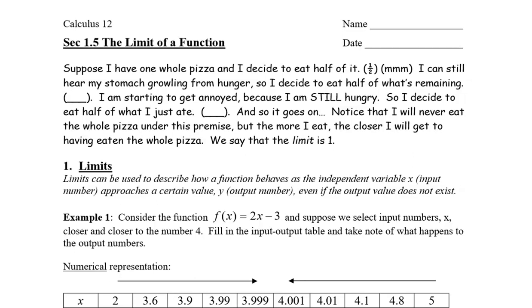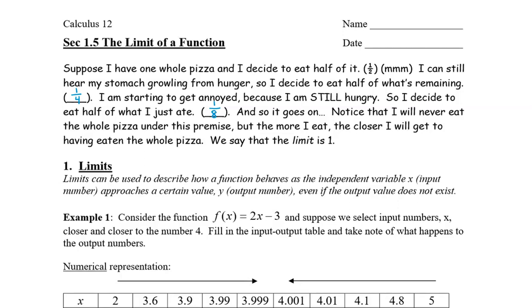Suppose I have one whole pizza and I decide to eat half of it. I can still hear my stomach growling from hunger, so I decide to eat half of what's remaining. So that will be a quarter of the entire pizza. I'm starting to get annoyed because I'm still hungry, so I decide to eat half of what I just ate. So that would be 1/8 of the whole pizza. And so it goes on.